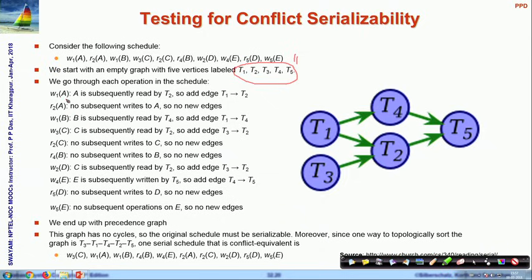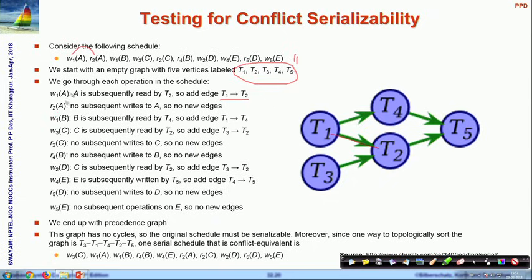You start with the very first one, W1A. A is the data item you are looking at, and then you see who is doing it. You see that A is here read by T2. So, there is a conflict. So, you will add an edge T1, T2. So, this edge gets added.